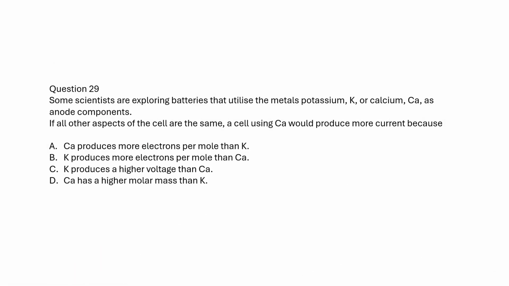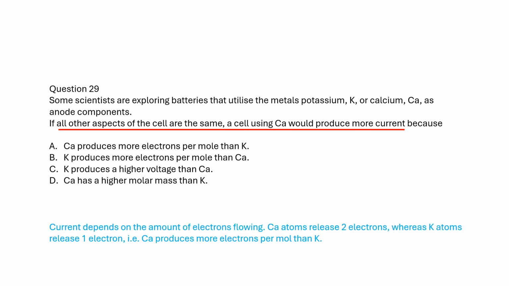Current depends on the amount of electrons flowing. Ca atoms release 2 electrons, whereas K atoms release 1 electron, i.e. Ca produces more electrons per mole than K. Furthermore, the atomic mass of Ca is not 2 times more than K. So, A is correct.